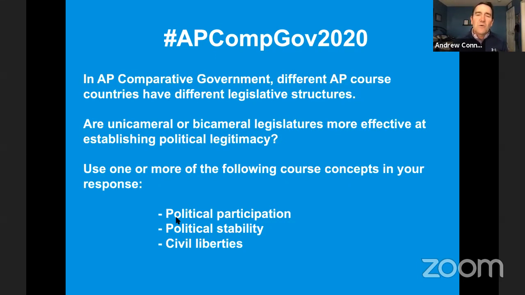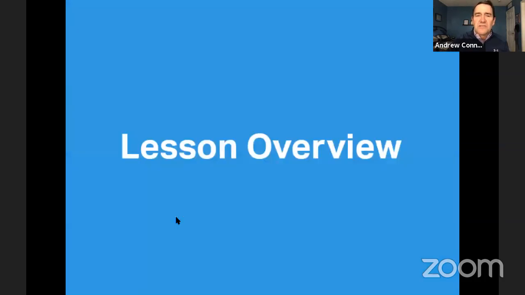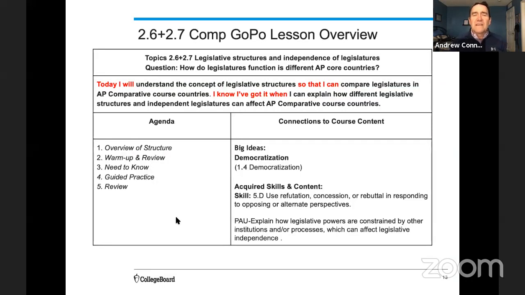I will be working on this later in the lesson, but if you want to think about that argument essay, are unicameral or bicameral legislatures more effective at establishing political legitimacy, please do so as I go through the lesson. How would you develop an argument connecting a legislative structure to political legitimacy? It would be a good way to prep for FRQ writing.